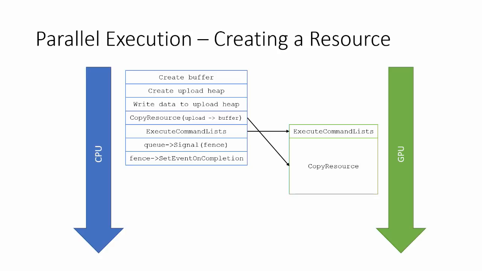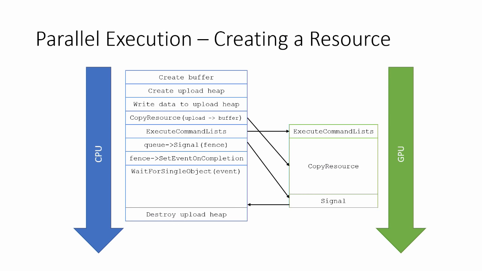And then we can go to our fence object and say set event on completion, which will give us back a Win32 event handle. And then we can call wait for single object, which will block on that event, waiting for it to be signaled. And now the CPU is just waiting because the GPU is still processing the copy resource, so that event has not been signaled. When the GPU gets done with its copy resource, it reaches the signal call and goes and signals that event handle back to the CPU to indicate that it's finished. That unblocks the wait for single object call, so CPU execution resumes. And now we can destroy the upload heap because we know the GPU is finished with it. It's safe to delete that object. Now our data is in the actual buffer that we wanted to use in GPU memory.